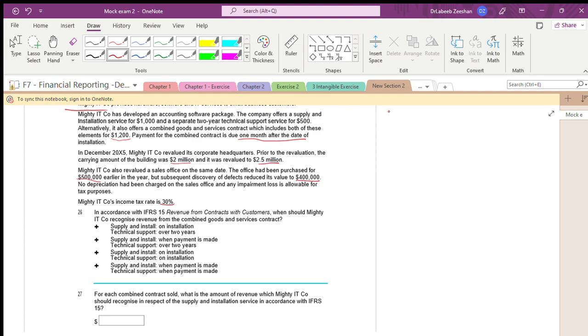In accordance with IFRS 15, revenue from contract with customers, when should Mighty IT company recognize revenue from the combined goods and services? Tell me.